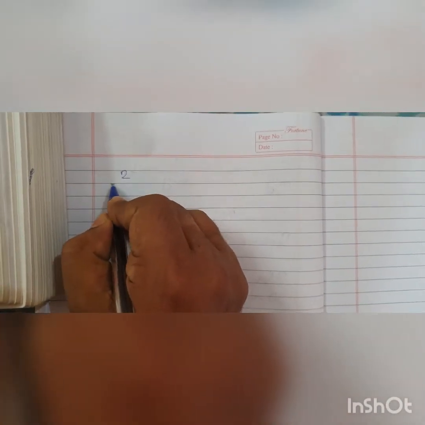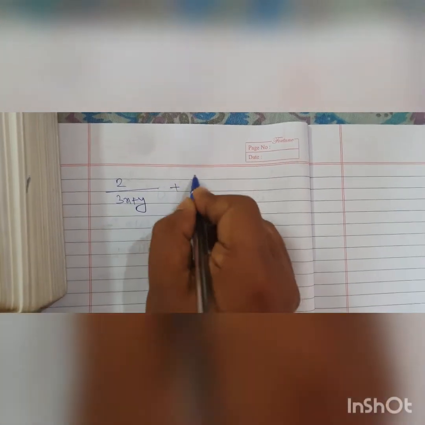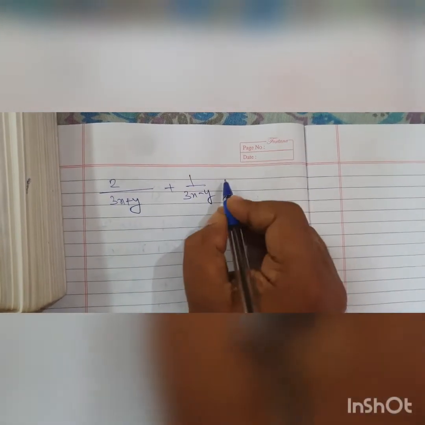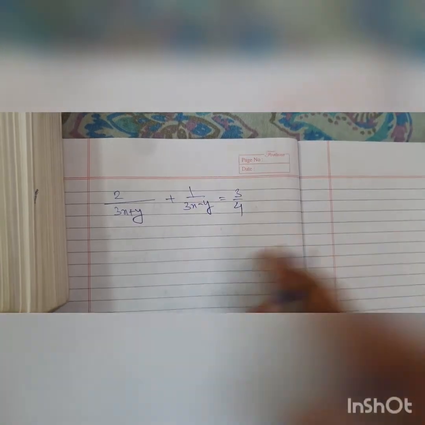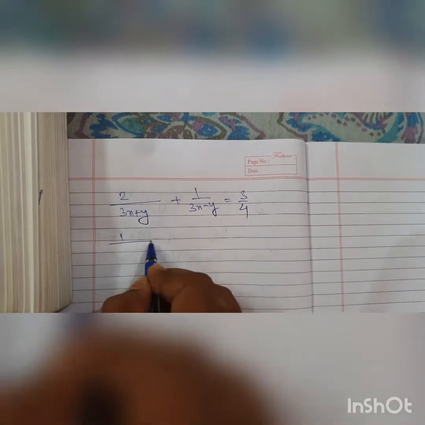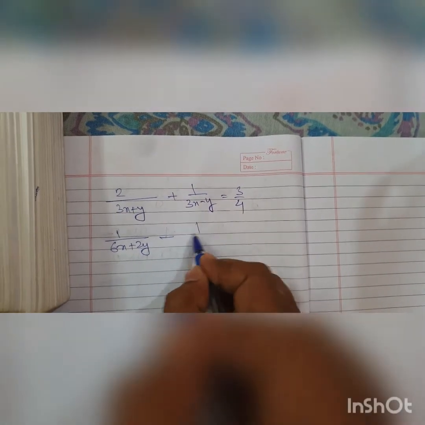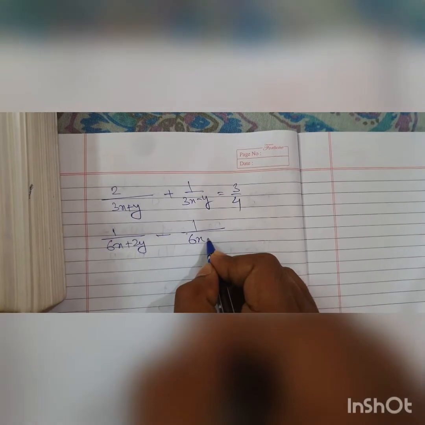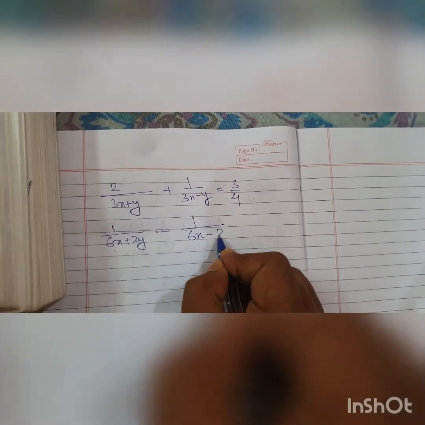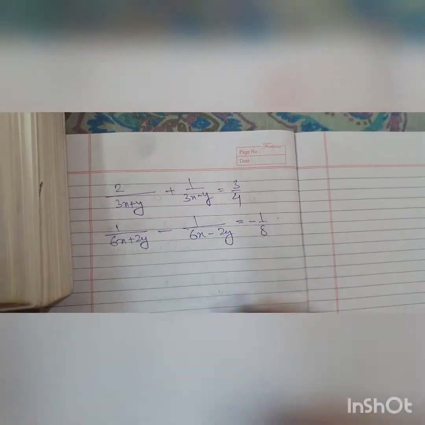Then suppose you are given 2 by 3x plus y plus 1 by 3x minus y equals 3 by 4, and 1 by 6x plus 2y minus 1 by 6x minus 2y equals minus 1 by 8. How to do this one?